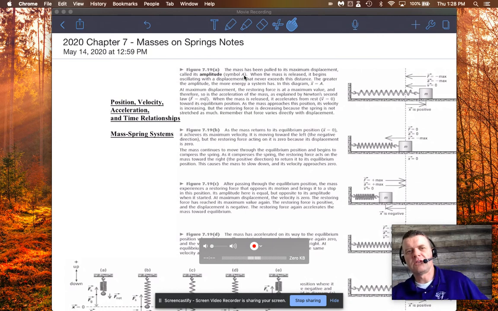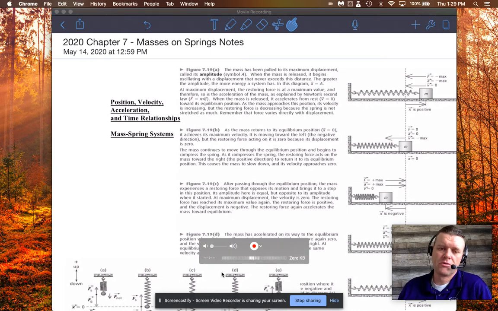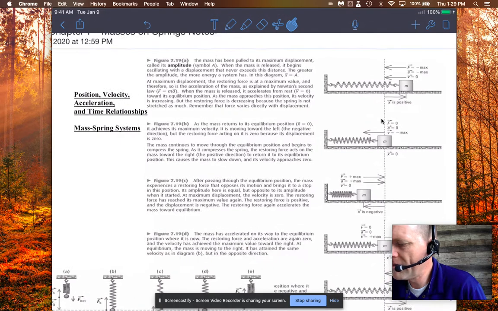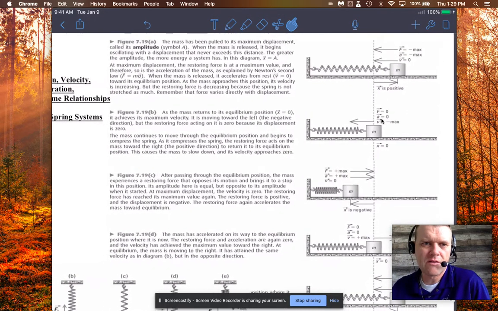Hello, Physics 20. For a minute here, I'd like to go over masses on springs, and how their movement actually explains or defines simple harmonic motion. In these notes, I have a whole bunch of detail. If you can follow the diagram, I don't necessarily need to read everything.